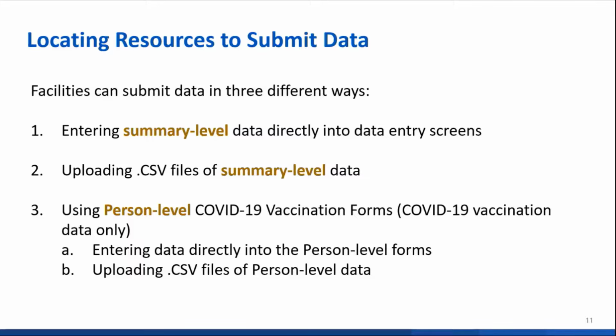The first method is to enter summary level data directly into the data entry screens of the NHSN application. The second method is to upload CSV files of summary level data into the NHSN application. The third method, which only applies to COVID-19 vaccination data, is to use the optional person-level COVID-19 vaccination forms. Data can be entered directly into the person-level forms or by uploading CSV files.